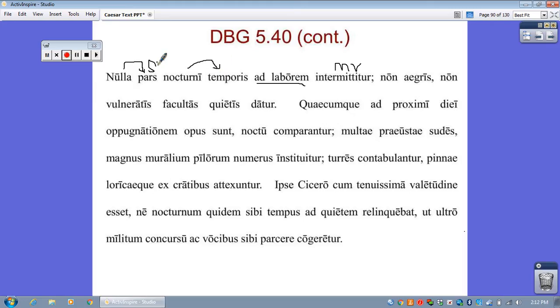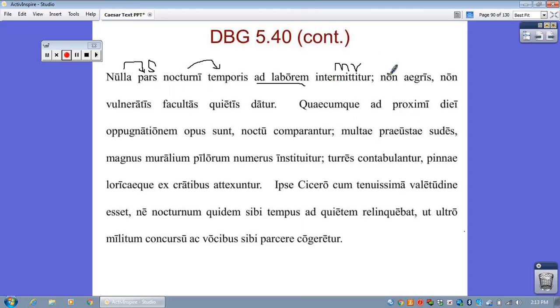No part of the nighttime is, and it's passive voice here, we could say no part of the nighttime is neglected toward work. In other words, they worked all night long. No part of the nighttime is discontinued, is ceased toward work, something along those lines.